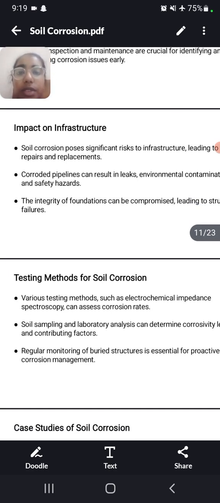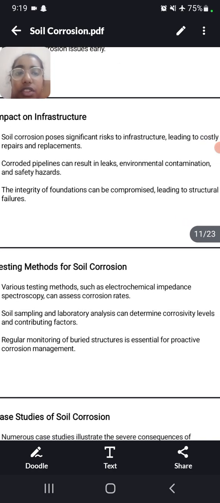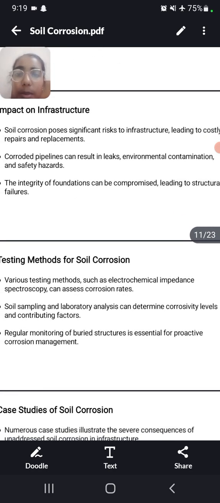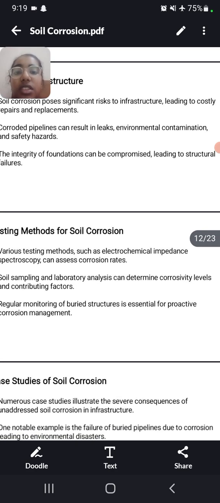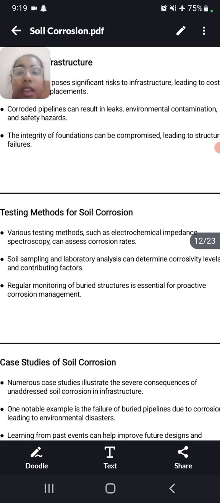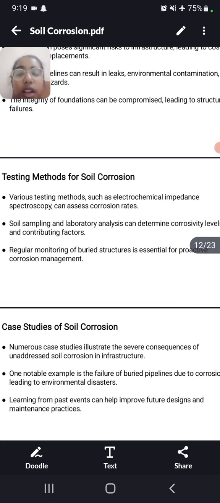Soil corrosion poses significant risk to infrastructure, leading to costly repairs and replacements. Corroded pipelines can result in leaks, environmental contamination, and safety hazards. The integrity of foundations can be compromised, leading to structural failures. Next is testing methods for soil corrosion.